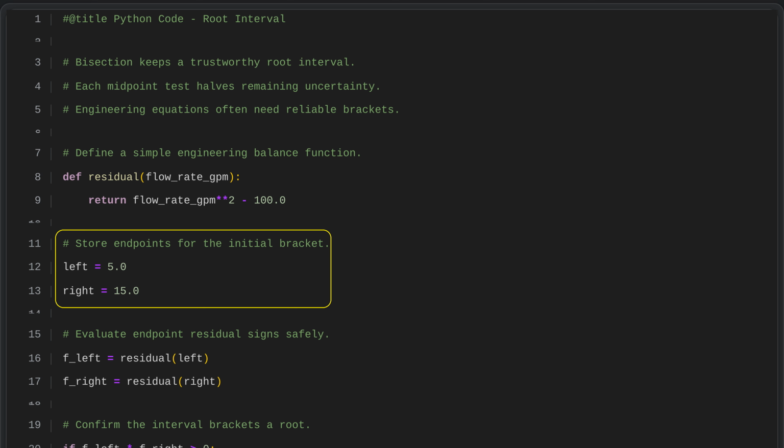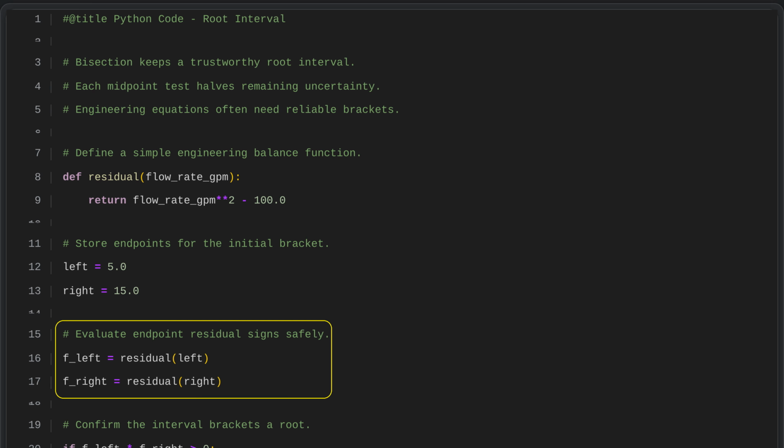We begin the bisection method by choosing an initial interval from 5 to 15. These endpoints define the range where we will search for a root. This interval should contain a sign change in the function, which suggests that a root lies between the two values. Evaluate the residual function at both the left and right endpoints to find the sign of the function at each end. If the signs differ, the function changes sign across the interval, which indicates that a root is bracketed between the endpoints.